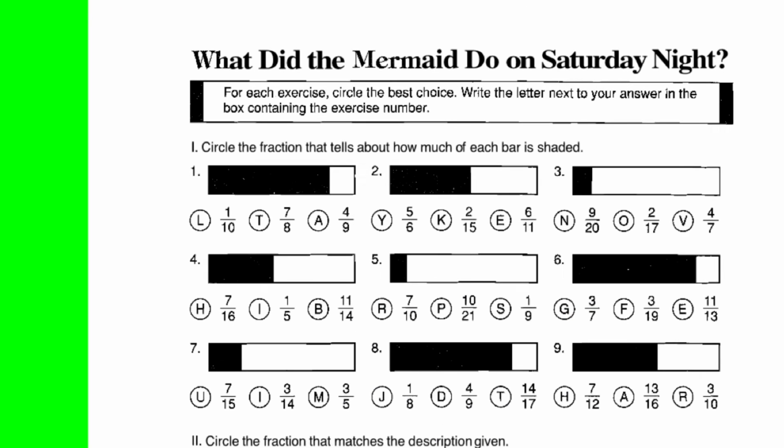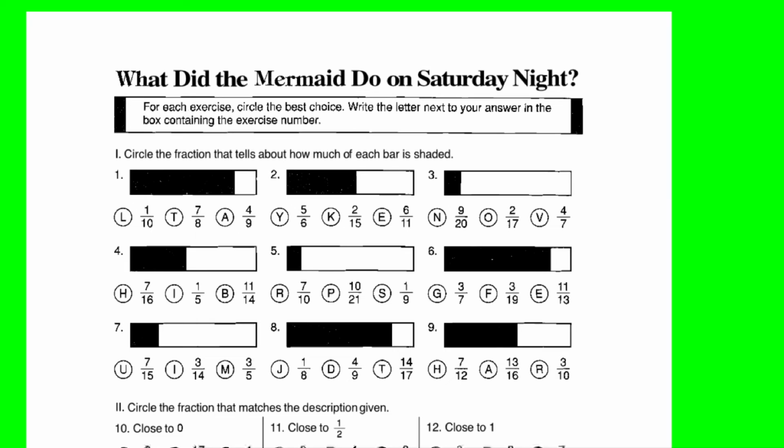So what I did is this says, for each exercise, circle the best choice, write the letter next to your answer in the box containing the exercise number. So it says circle the fraction that tells how much of the bar is shaded. Well, if you look at number 1, the rectangle represents 1 whole. And almost all of this rectangle is shaded, almost all of it.